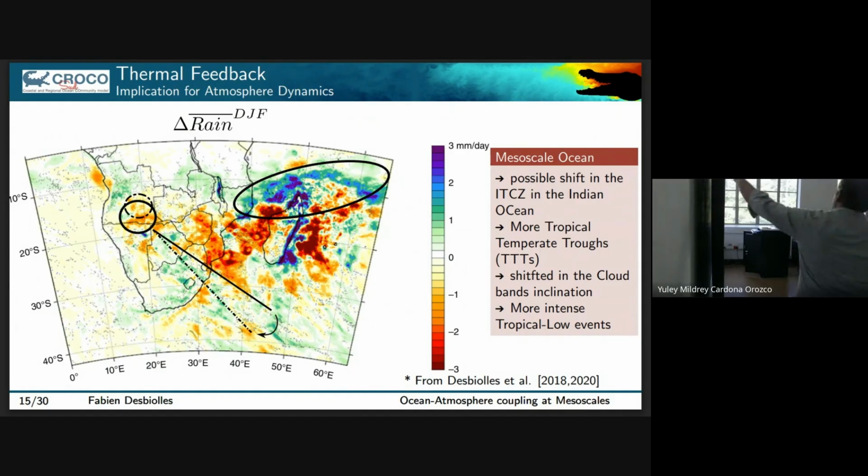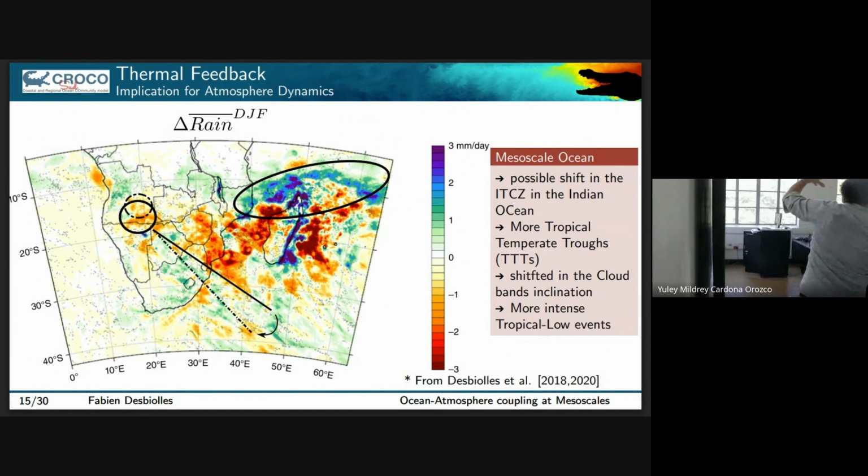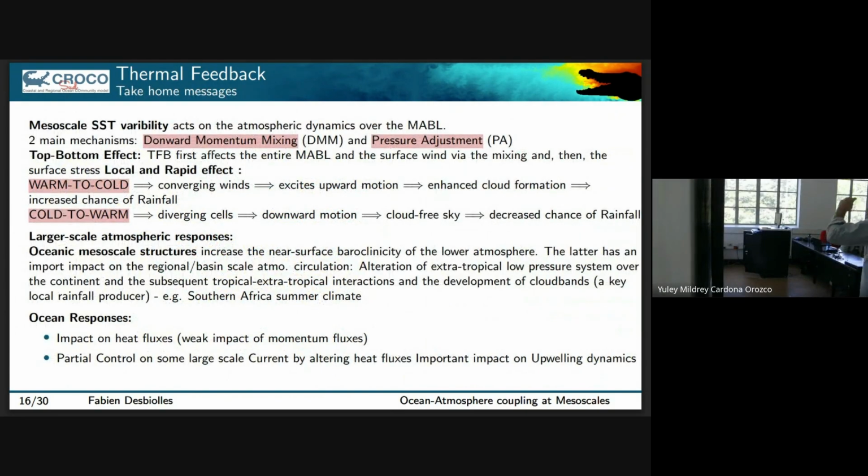Well, here we are in Southern Africa, but in Southern America, it works the same because this is a very typical interaction between tropics and extratropics. So you also, guys, have some low pressure systems that make the rain in a diagonal way over Southern America. Okay. Take-home message on thermal feedback.